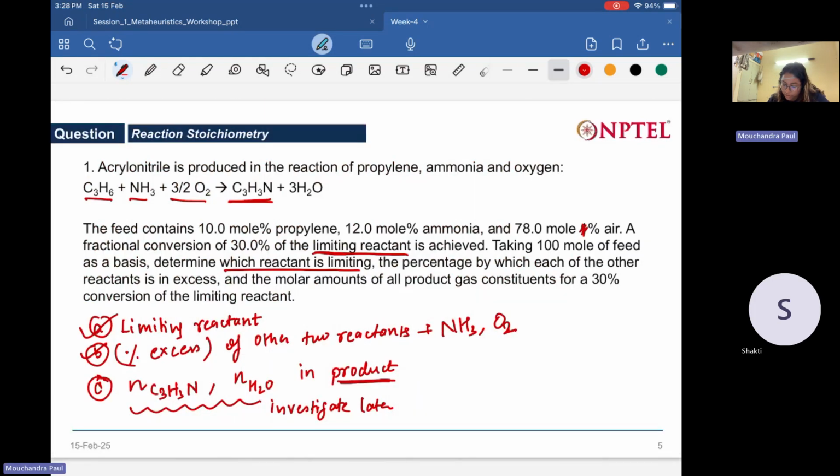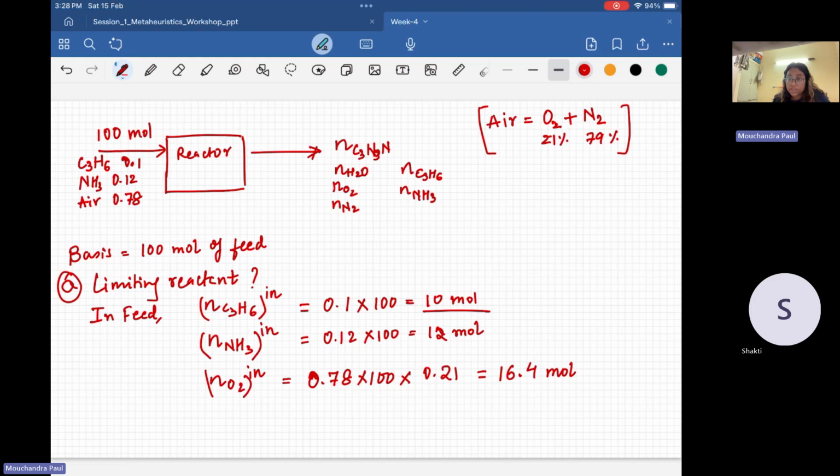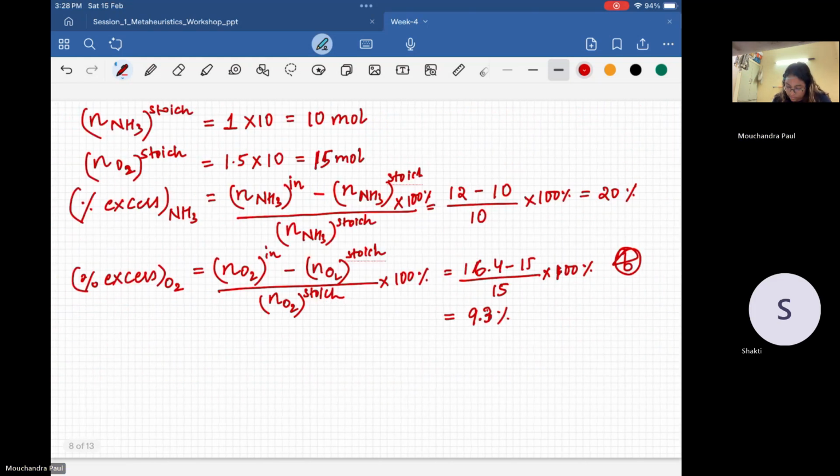Now we have to calculate the molar amounts of the product gas constituents for 30% conversion of the limiting reactant. So we are told that 30% of the limiting reactant is converted and the rest 70% is unreacted. All right.